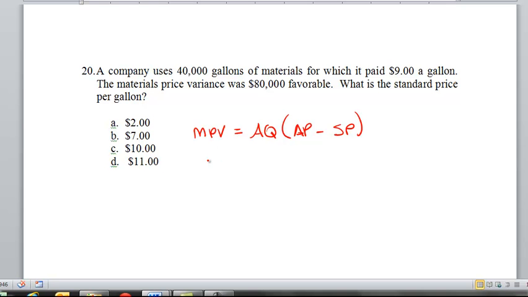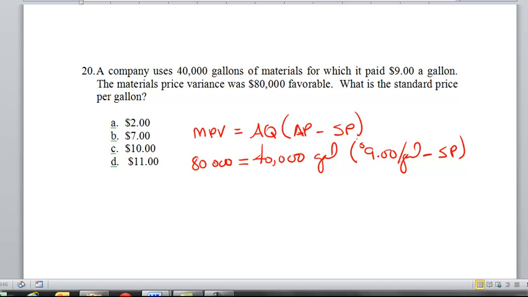So the company used 40,000 gallons, which we paid $9 a gallon. So $9 per gallon. We don't know our standard price, that's what we're trying to get. And we know that we had a favorable 80,000 variance. Now again, if it's favorable, what is that saying about my standard price? Well, my standard price has to be greater than my actual price. So whatever we get has to be bigger than $9.